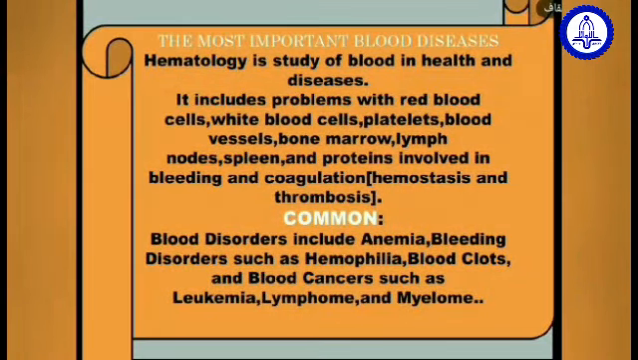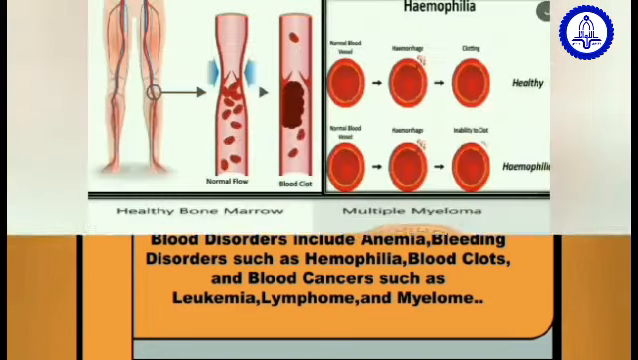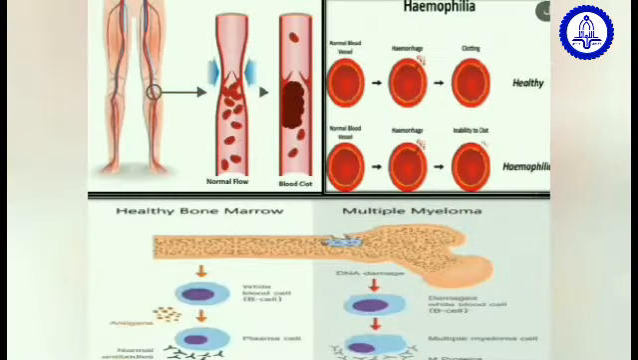Hematology is the study of blood in health and diseases. It includes problems with red blood cells, white blood cells, platelets, blood vessels, bone marrow, lymph nodes, spleen, and proteins involved in bleeding and coagulation, hemostasis, and thrombosis. Common blood disorders include anemia, bleeding disorders such as hemophilia, blood clots, and blood cancers such as leukemia, lymphoma, and myeloma. This picture talks about the blood diseases.